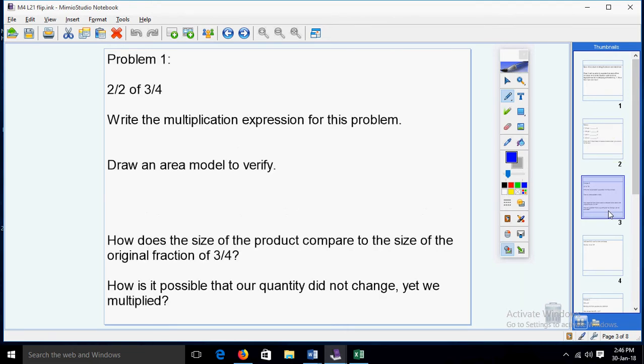So problem 1, we're going to look at 2 halves of 3/4. All right, so of means we are multiplying. So I'm going to go ahead and write this out. 2 halves of 3/4. All right, there is our multiplication problem. That's how we show it numerically. All right, but I'm also going to show down here our fraction model.